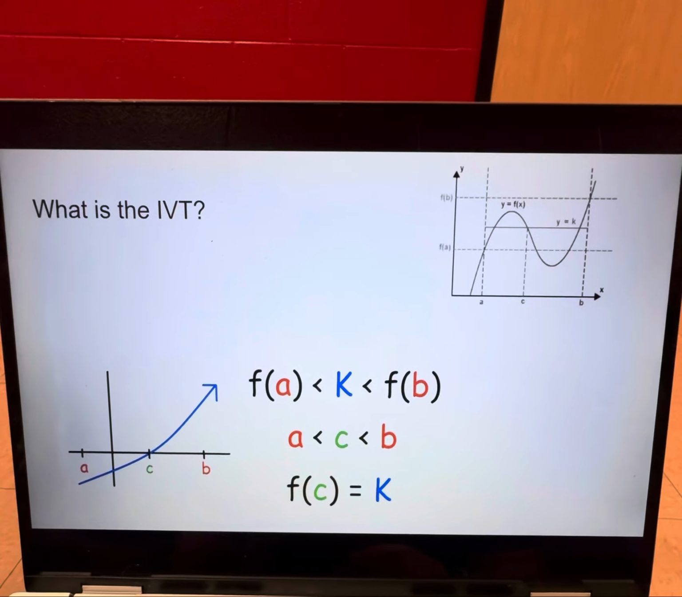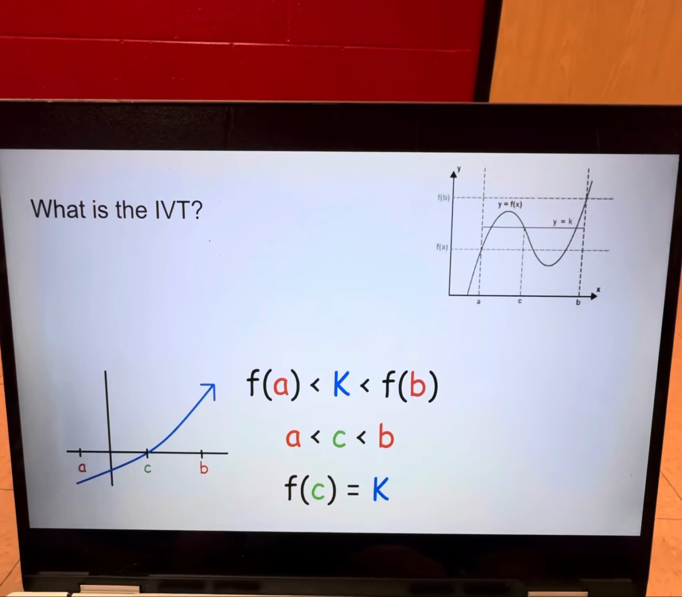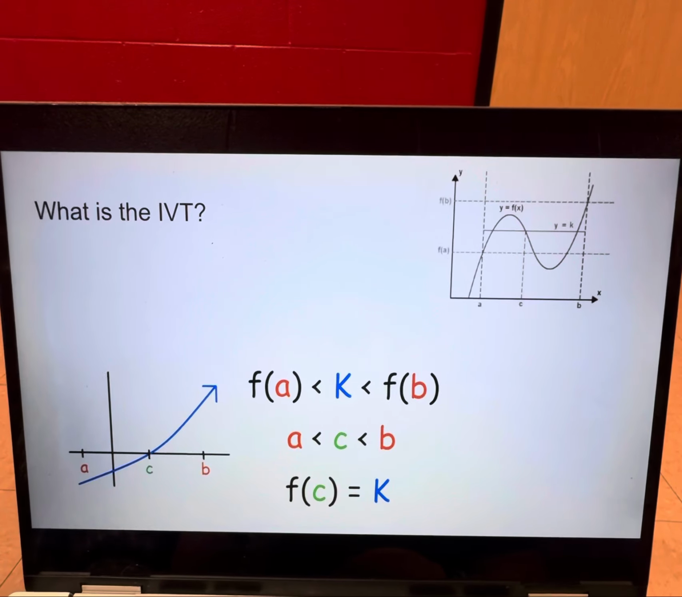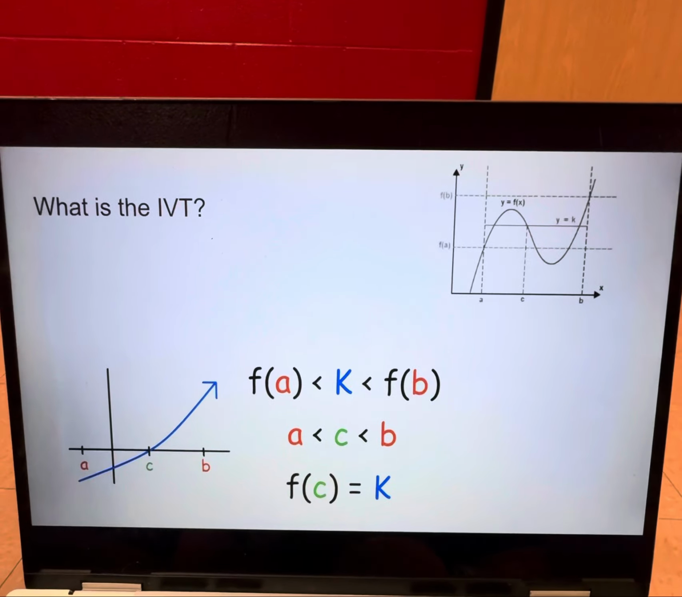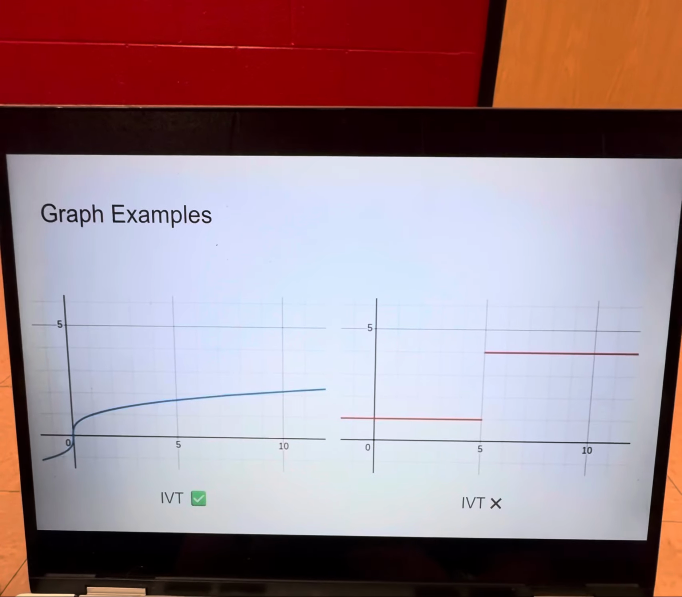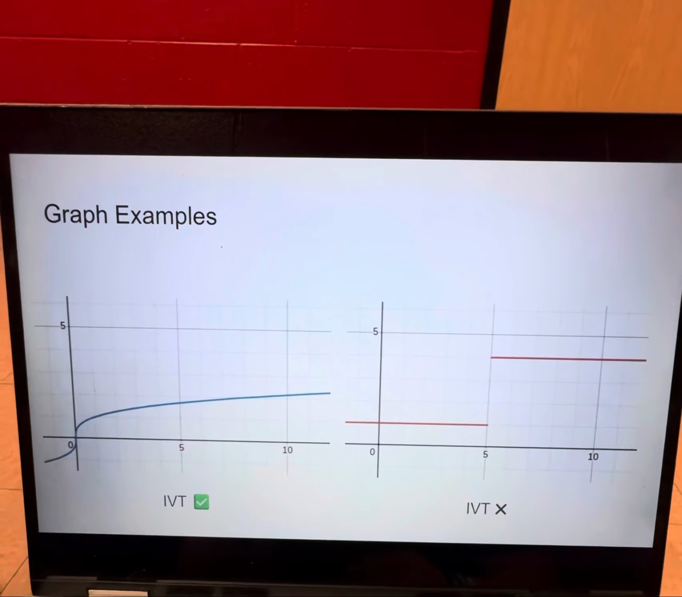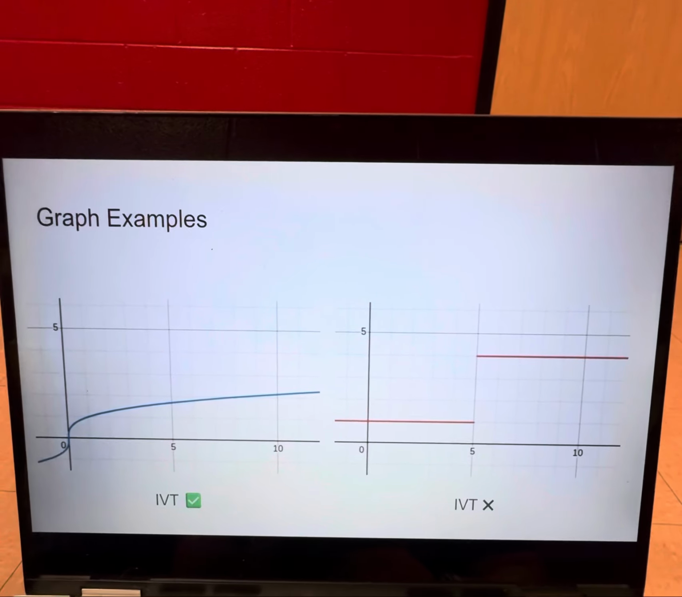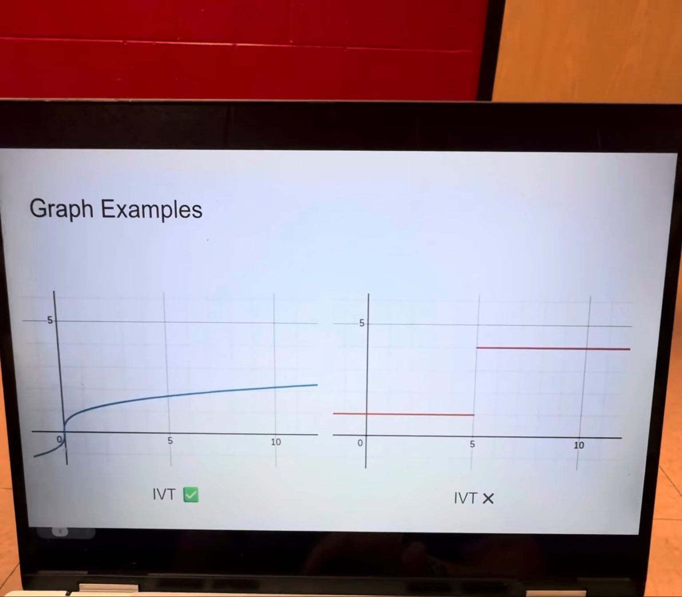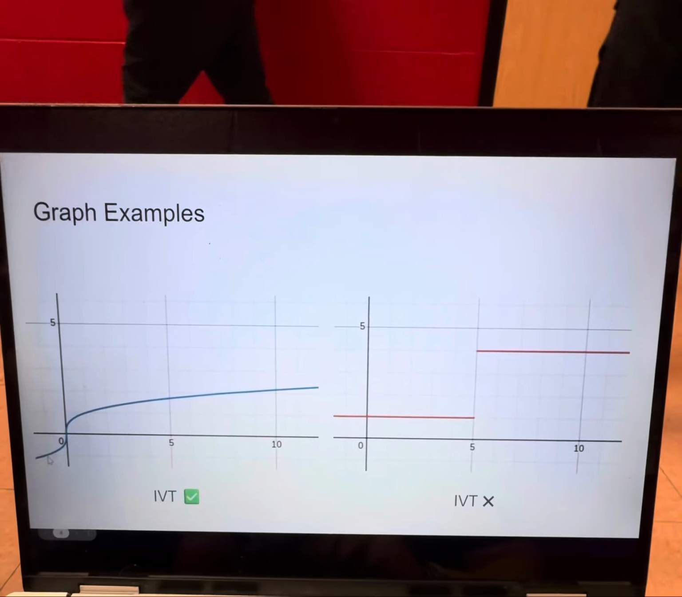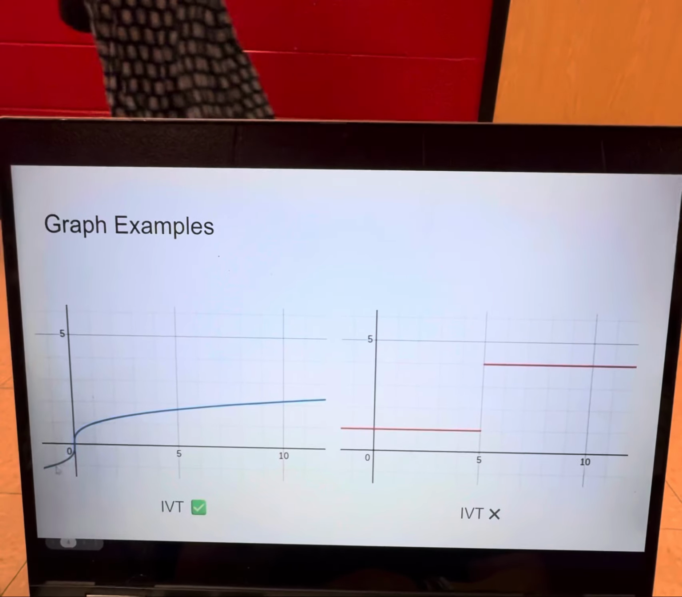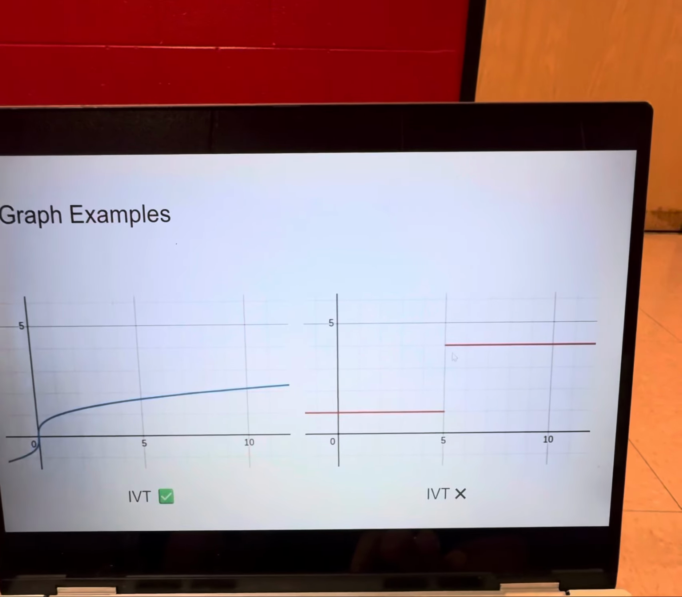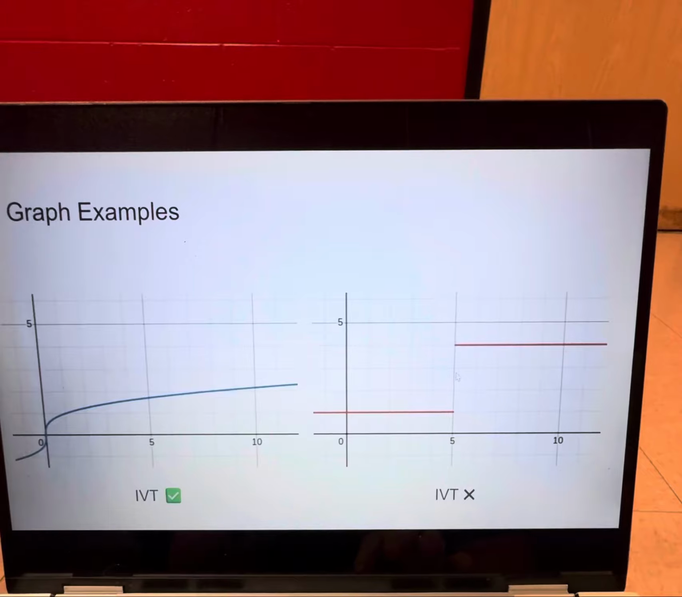The intermediate value theorem states that if f of a is less than k is less than f of b, and a is less than c is less than b, then f of c equals k. As an example here, if a function is continuous, then point c, which is between points a and b, will always be in the function, whereas if the function is not continuous, then point c will not be in the function.